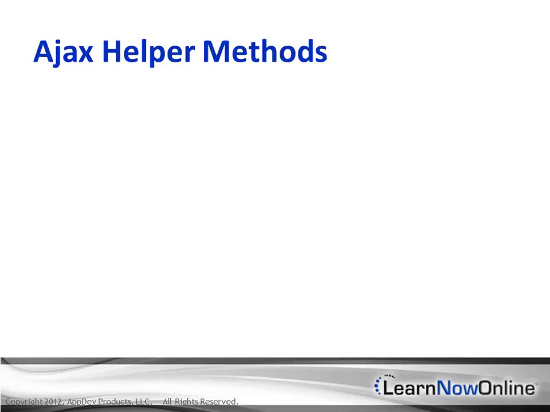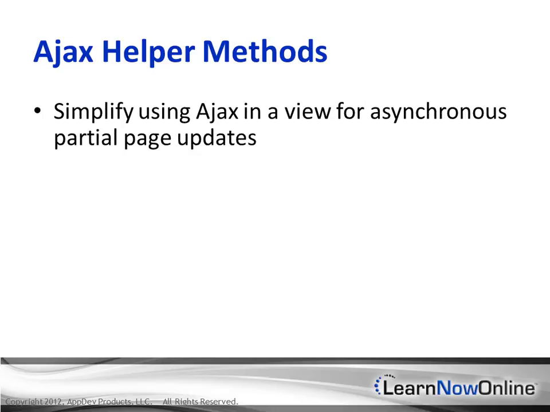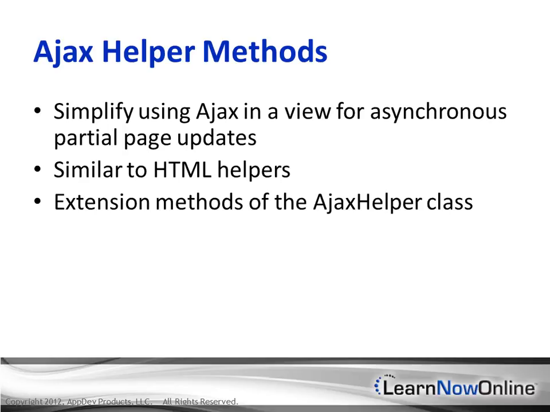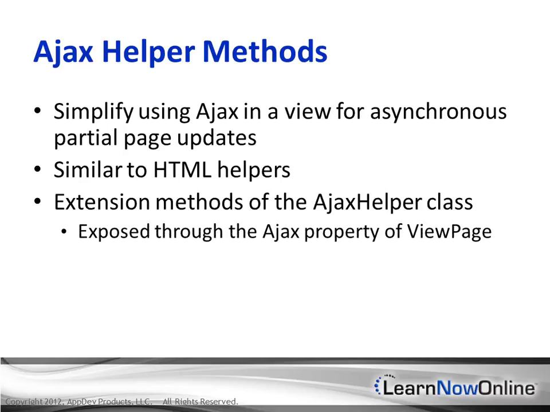First off, we'll kick off with the Ajax helper methods. These are simply using Ajax in a view for asynchronous partial page updates. This is very similar to HTML helpers. Extension methods of the Ajax helper class are exposed through the Ajax property of a view page.